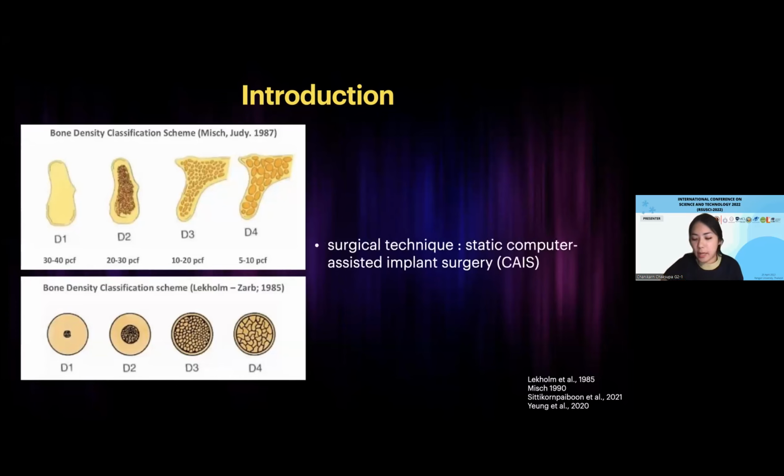And the last factor is surgical technique. Lately, a new digital technology called static computer-assisted implant surgery, or CAIS, has been used to plan implant position and design a surgical guide stent before surgery. It has been stated that guided implant surgery has higher precision and accuracy than a conventional surgical guide or freehand implant surgery.